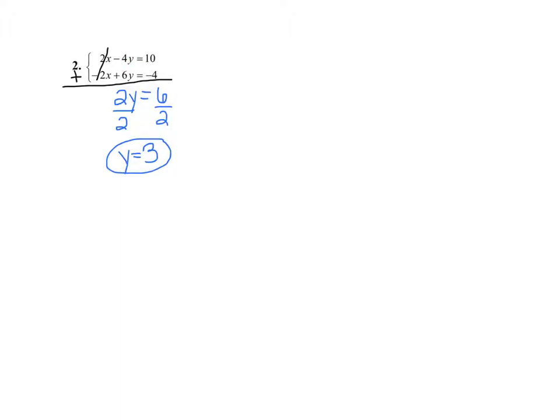So now let's rewrite our first equation. 2x minus 4y equals 10. And we just solved for y. We said y equals 3, so you're going to substitute 3 for y. So we have 2x minus 4, our y value is 3, and that equals 10. So now we're going to multiply -4 times 3, and that gives us -12. So 2x minus 12 equals 10.